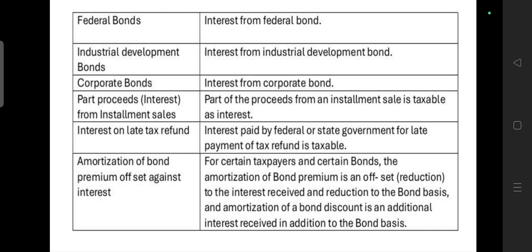Corporates, bonds issued by C corporate, that we will discuss what is C corporate later. Interest earned, it is chargeable to tax. Part proceeds from installment sales. What is those installment sales?